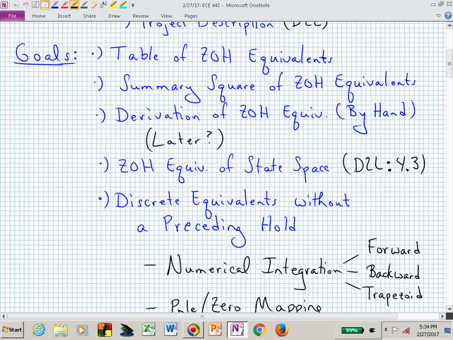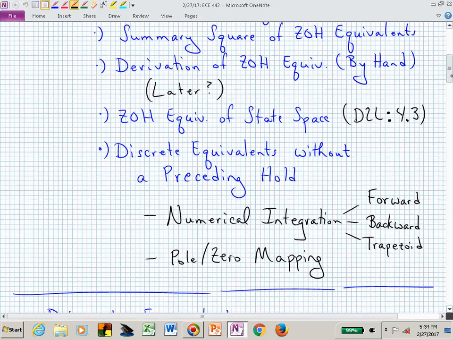As I said earlier, you can look at lecture 4.3 for the zero-order hold equivalent of the state space representation. And if you are following along and memorizing everything that I've been saying, there are many different ways of performing a discrete equivalent. So far, we've looked at the zero-order hold equivalent, which is where the system is preceded by a zero-order hold. Today, what I want to cover are these discrete equivalents that are not preceded by a hold. And we'll look at 2 different varieties of those.